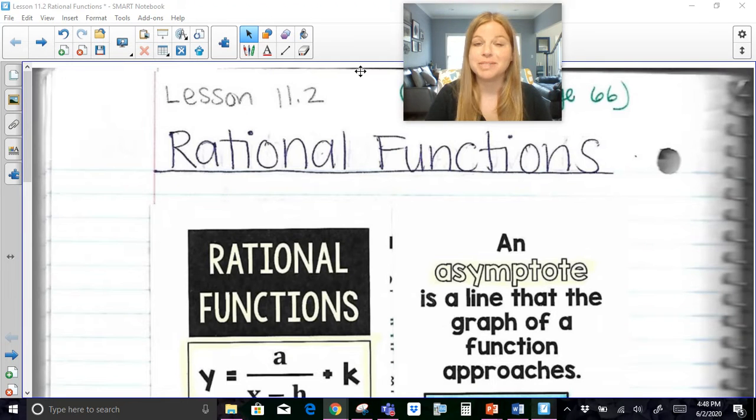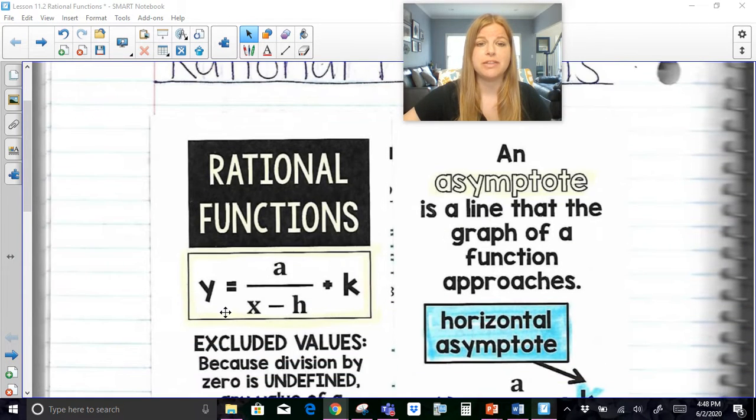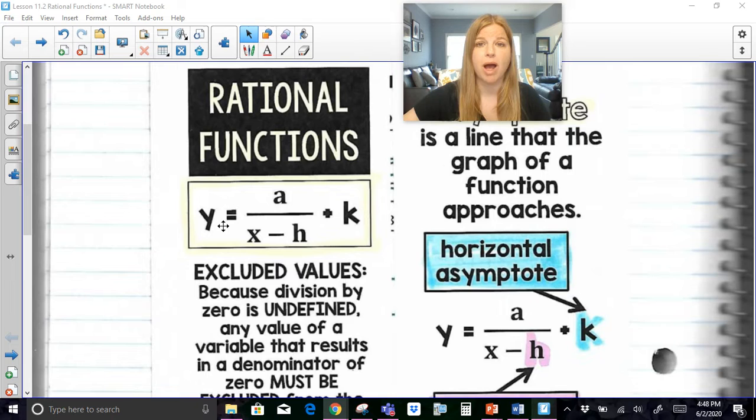Hi everyone, welcome to this video where today we're going to talk about rational functions, what an asymptote is, and how to figure out the excluded values. So let's take a look. Now, a rational function is a function that is in the form of this equation. It's y equals some number a over x minus h plus k.